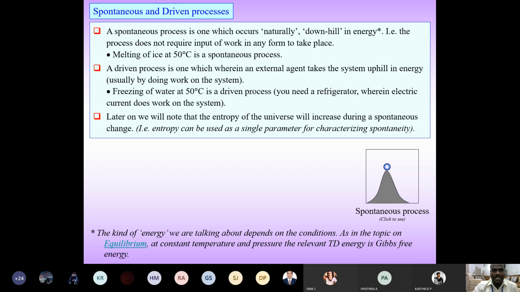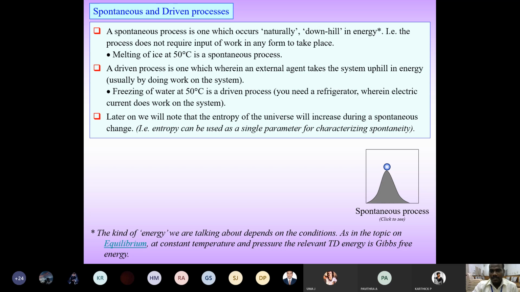Seeing this figure, a driven process is the opposite. In a spontaneous process there is no work involved, but a driven process is one wherein an external agent takes the system uphill in energy, right? In the next graphical representation, you can identify the spontaneous process. So this is a spontaneous process.